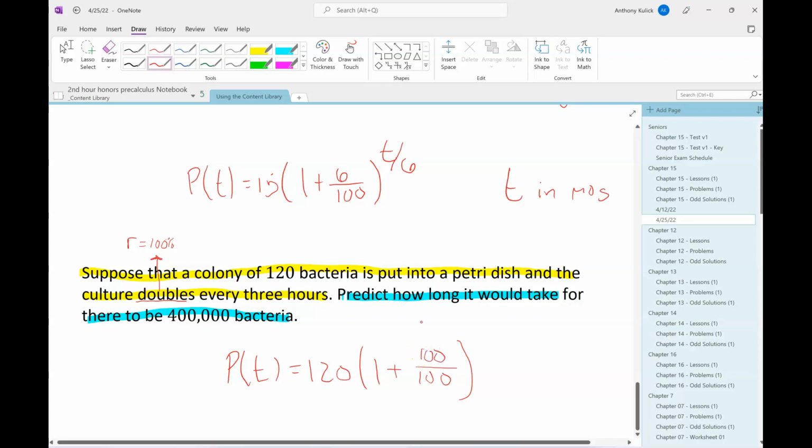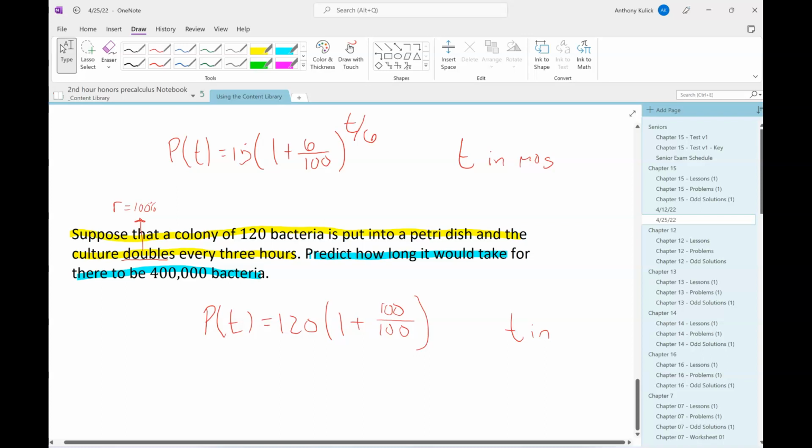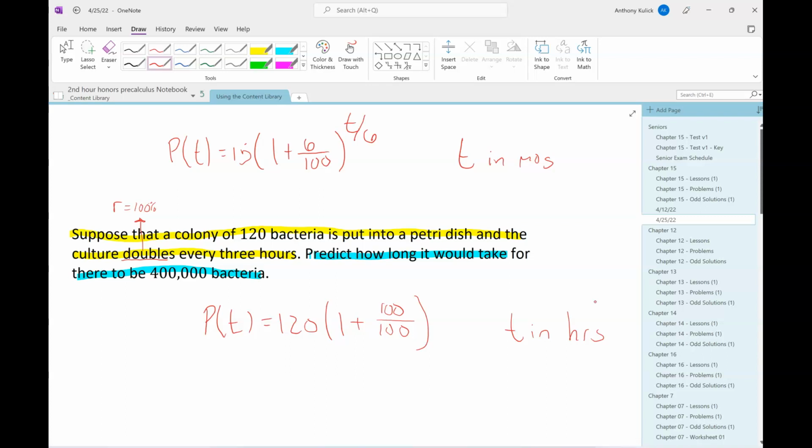Again, a lot of this becomes grammar decoding, so I want to take the time to walk through why we should say doubling is 100% change. Okay, and then our T, what unit of time should we write T in? Hours seems appropriate. In our case, our rate of change is every 3 hours, so we should write T as T over 3.